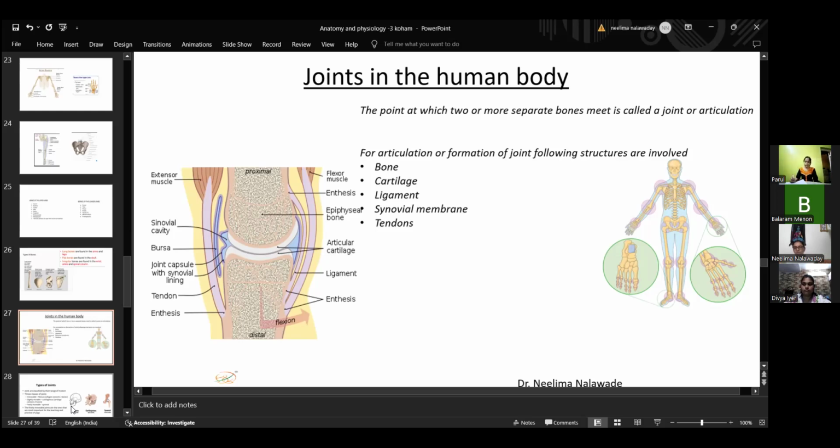Then the synovial membrane is also very much required to provide lubrication. Synovial fluid is provided by this synovial membrane. Next is the tendon. Tendons are tough parallel bands of connective tissue. They give support to that joint, and they help in movement of that joint, right? So these very important components together form a joint.